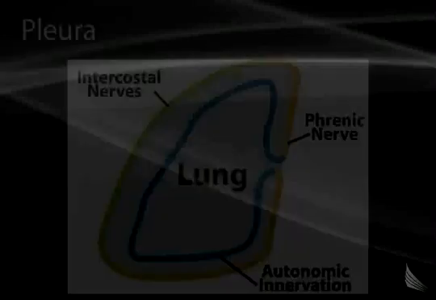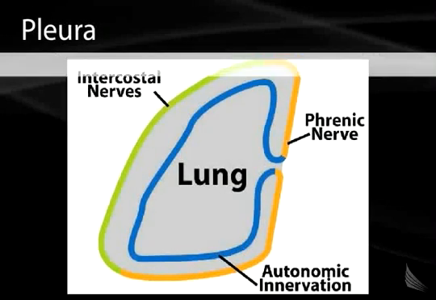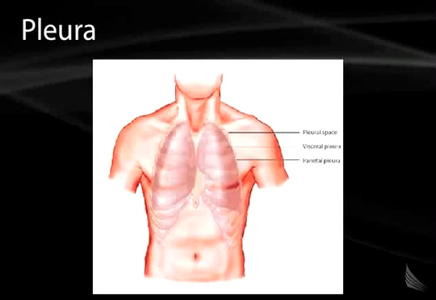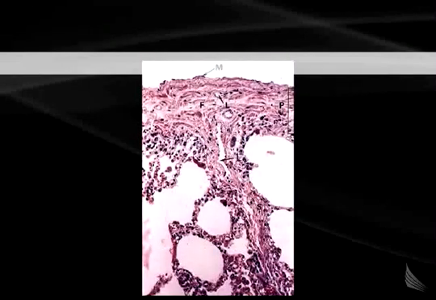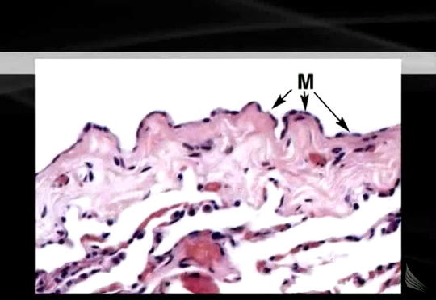Pleural diseases. In reviewing pleura, we need to recognize where the pleura is innervated. Recognize that the parietal pleura is innervated by intercostal nerves, as well as the phrenic nerve and autonomic innervation. We have both visceral pleura and parietal pleura. The visceral pleura is around the lung, the parietal pleura is around the chest wall, and there is the potential space between the visceral and the parietal pleura. This slide demonstrates the difference between the parietal pleura and the visceral pleura, as well as this slide.